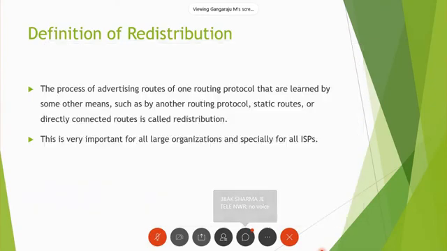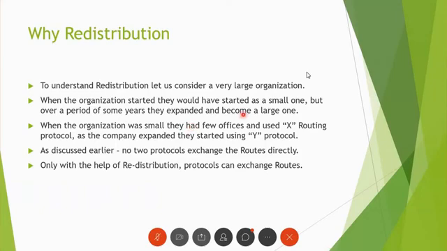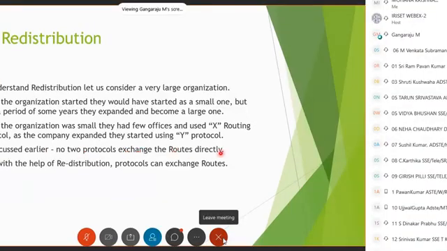Okay. So to understand redistribution for a large organization, as I've just mentioned, X routing protocol is used, and they expand further. They may be using different protocols. So no two protocols exchange the routes directly.